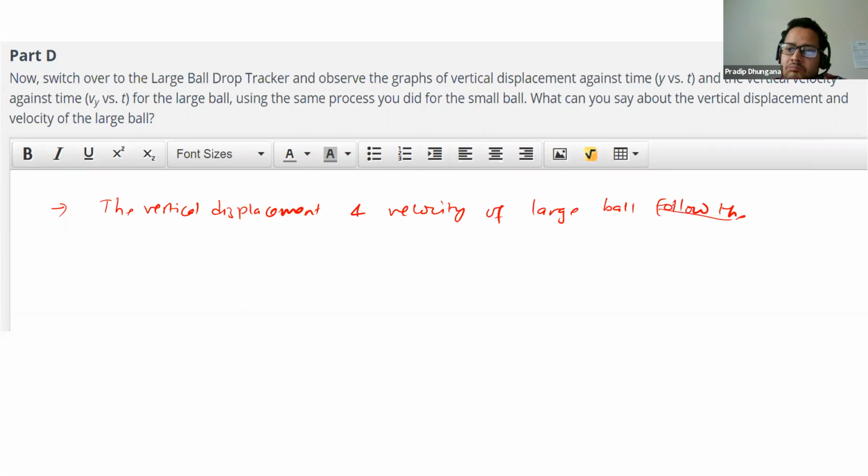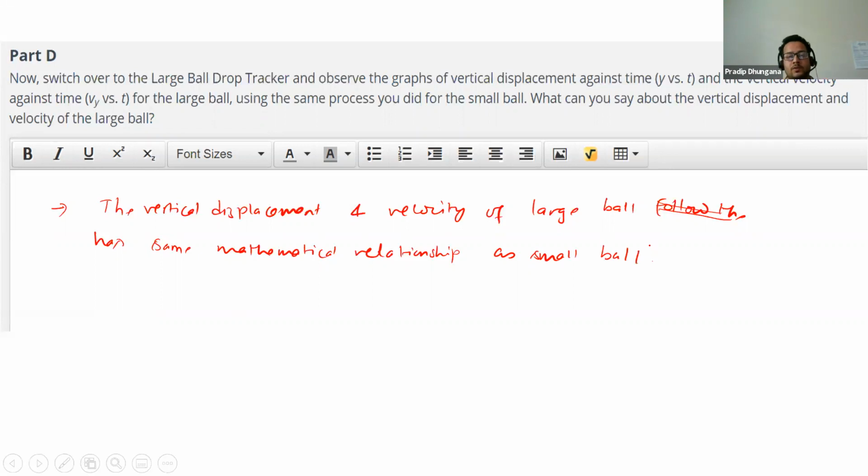I'll write as the same mathematical relationship as the small ball. And you can write in your own words, okay? Same. You can write in that way. That means the velocity versus time graph and the vertical displacement versus time graph are similar. Now let's move to the next one.